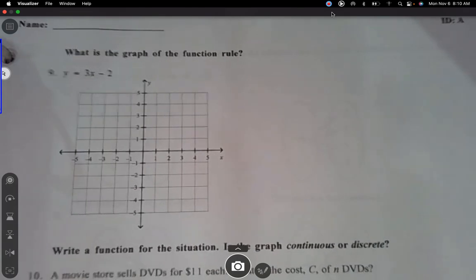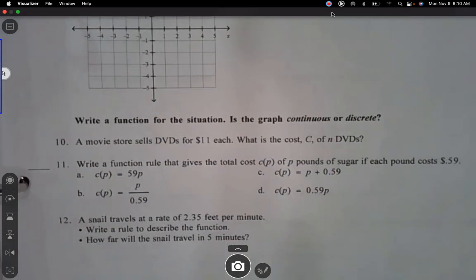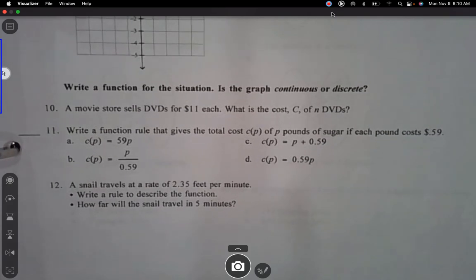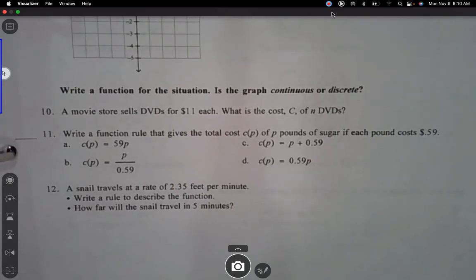It says, write a function rule. This is for 10 and 11, I think. And tell if it's discrete or continuous. Yeah, it's for both of them. So number 10, what's most likely going to happen is one of those will be on the test. Remember, I'm taking 5 problems off. So one of these won't be on.